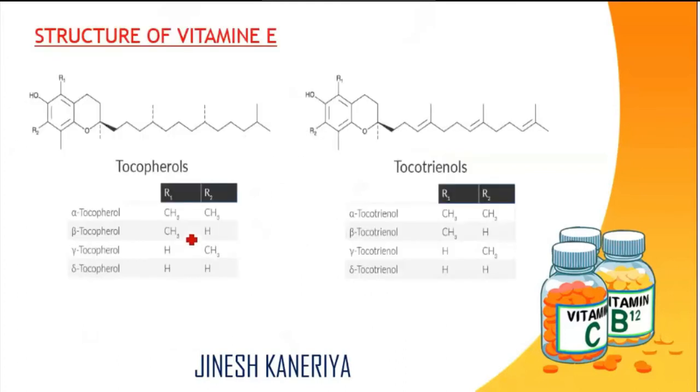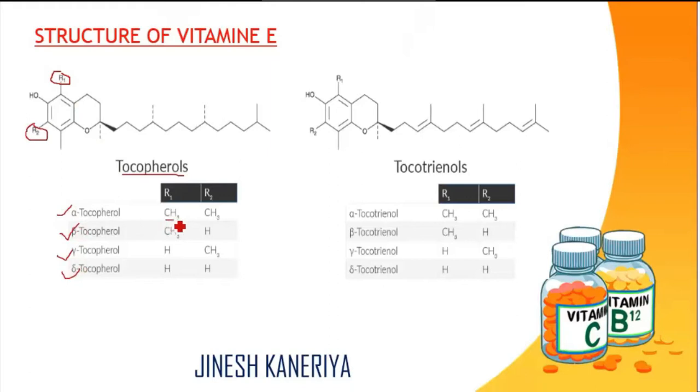So this is another form, tocopherol or tocotrienols. Tocopherols are the main component of vitamin E, and R1 and R2 change in structural position or functional group. That's why it is converted into four different types: alpha tocopherol, beta tocopherol, gamma tocopherol, and delta tocopherol. So these R1 and R2 are the two sites where the functional group will be changed.